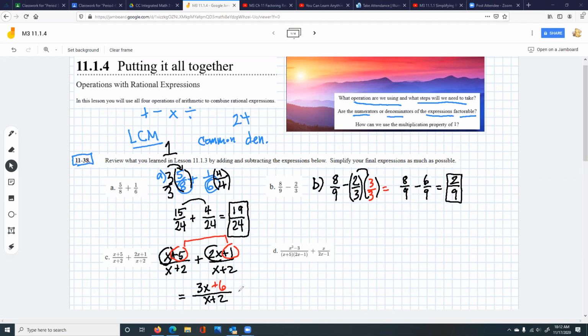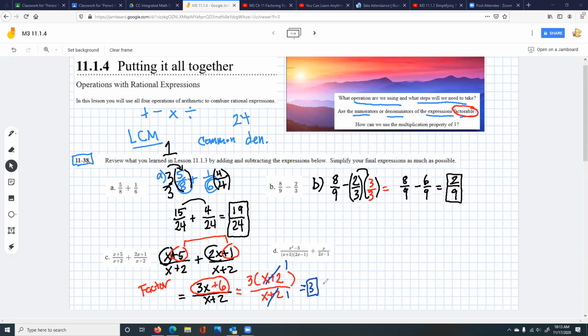Okay, and you might stop here. If you stop here, you wouldn't be done, because I noticed that the top, the 3x and the 6, have something in common. So you need to factor. Anytime you can factor something, you want to factor it. Is the numerator factorable? Yes. What can we take out of 3x and 6? We can take out a 3. If I take out a 3, I'm left with x plus 2 over x plus 2. So I can cross out the x plus 2's. They divide out, those become 1's. All we're left with is just 3. So the answer to this problem is 3.